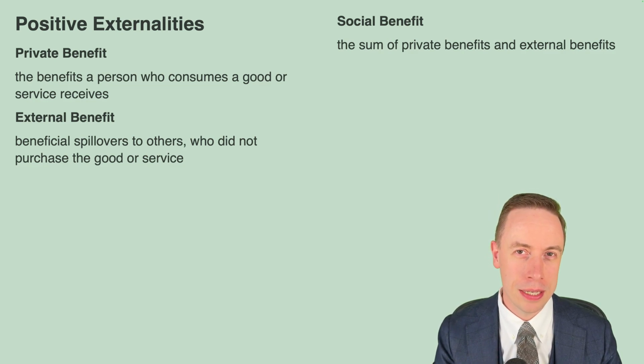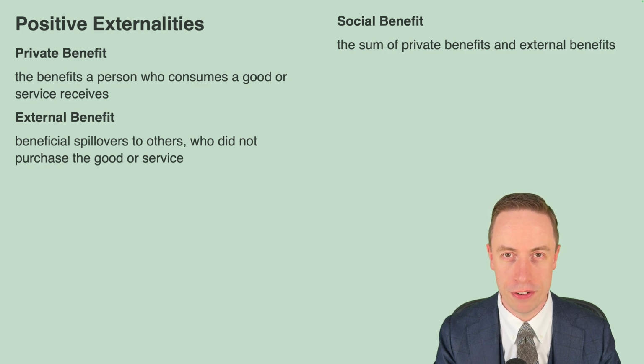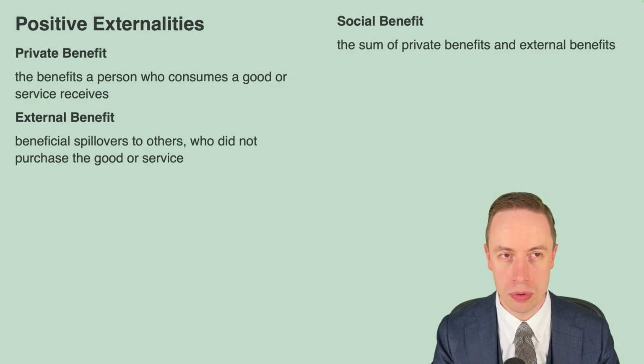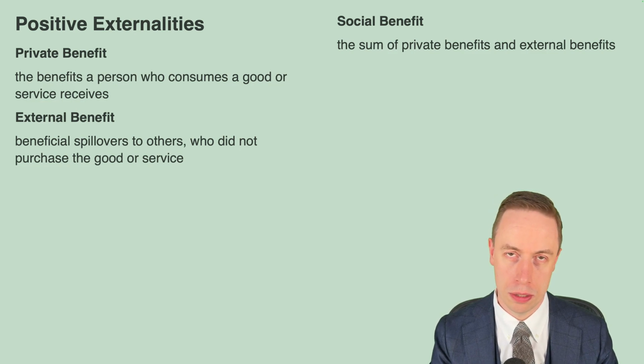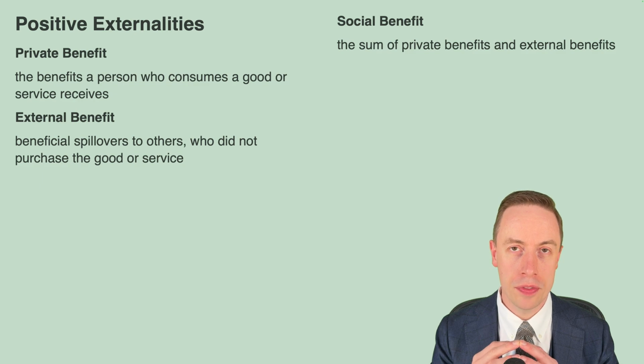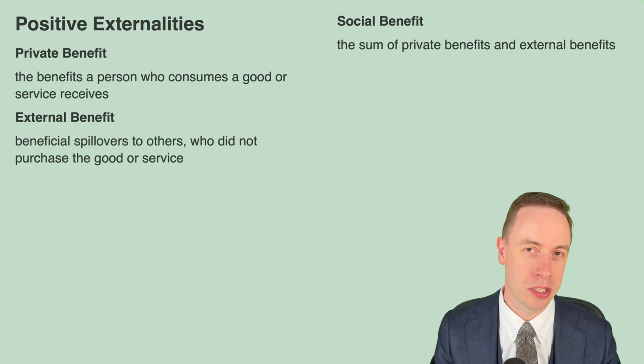So let's start out by discussing the terminology, which is very similar to the negative externality terminology. We are going to distinguish here between the benefit of the product that goes to the person buying or consuming it, calling that a private benefit. And then we have an additional benefit that's going to people outside of the transaction, our external benefit or our positive spillover. Now, if we combine both of those together, we get the social benefit of a product, the combination of both the private and external benefit.